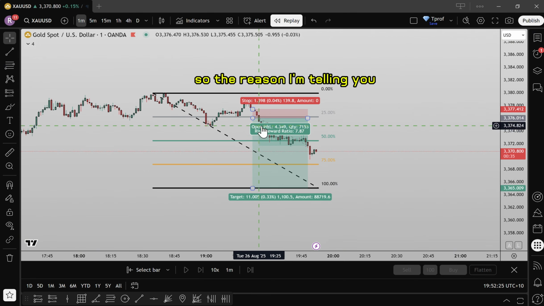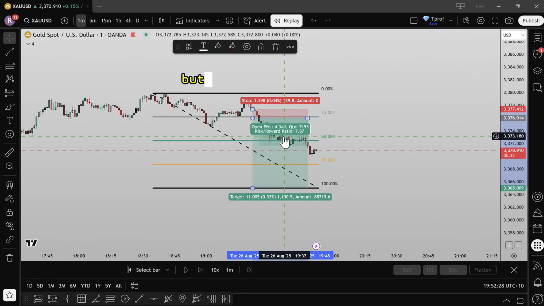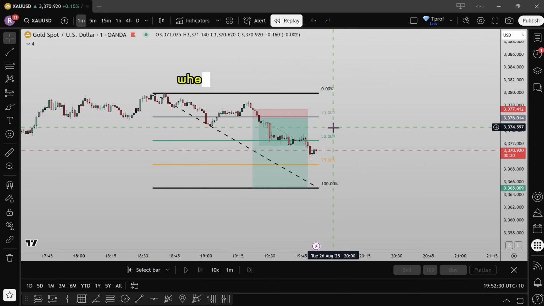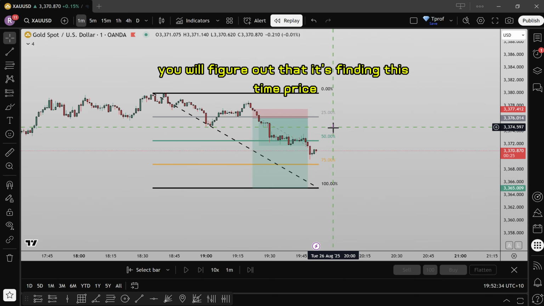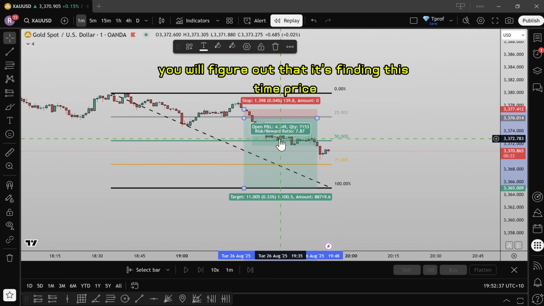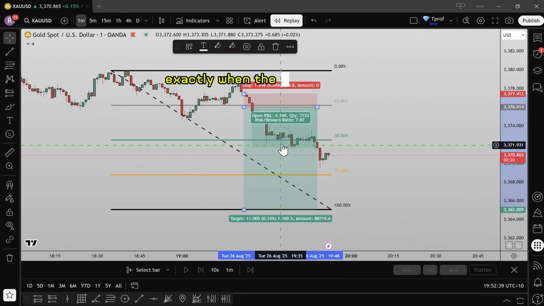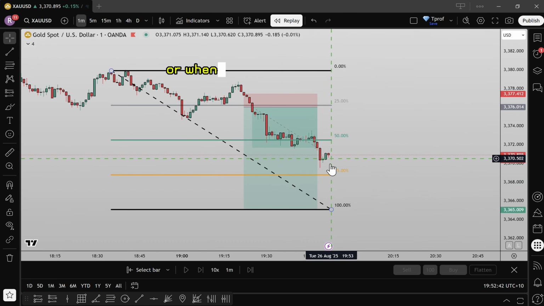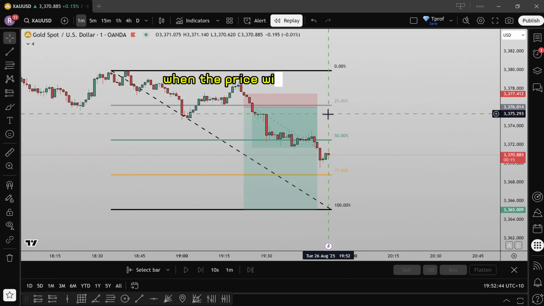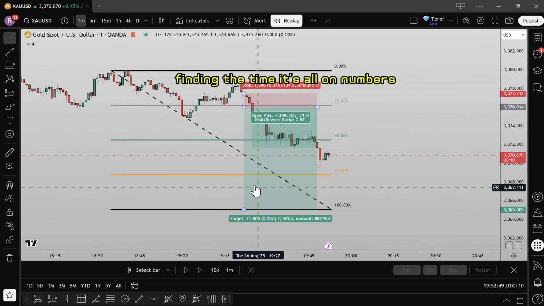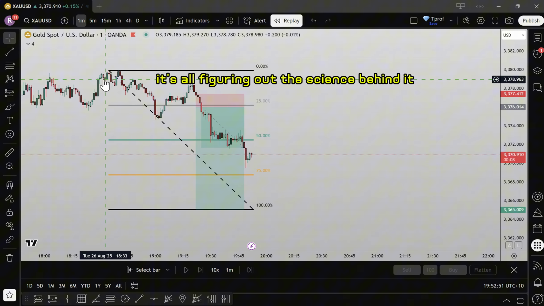So the reason I'm telling you this is just a very simple example. But my techniques in the future, when you come to my school group, when you check out those courses, you'll figure out that it's finding this price and finding the time exactly when the price will come here or when the price will go to the next resistance, when the price will take the next turn, finding the time. It's all on numbers. It's all figuring out the science behind it.